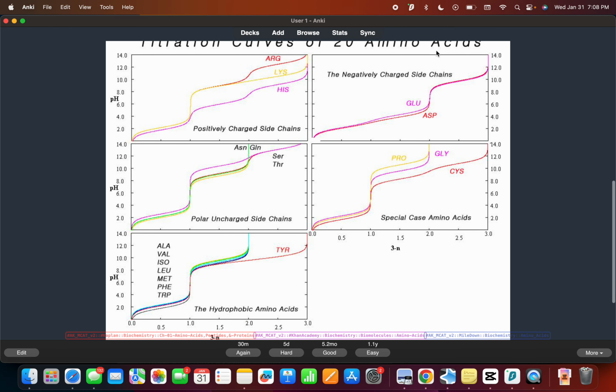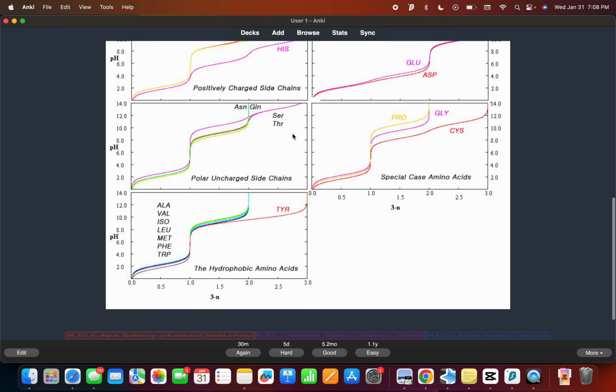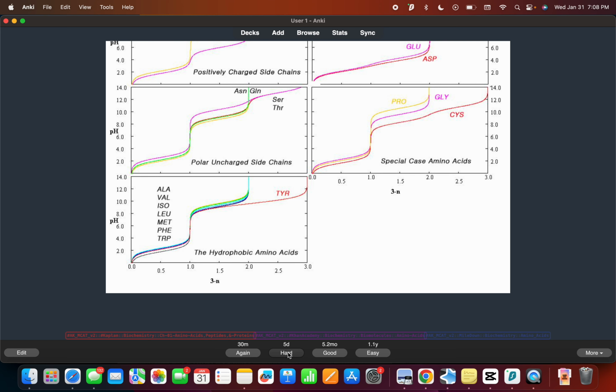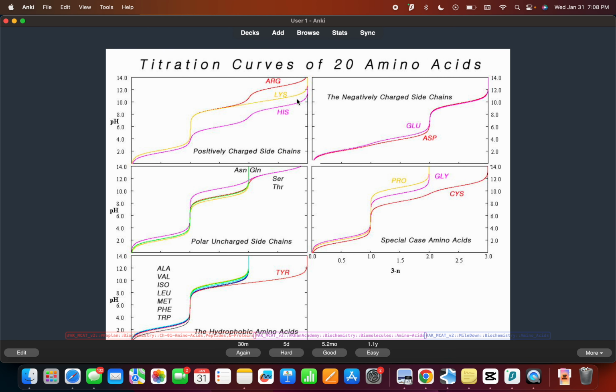Titration curves of 20 amino acids. Let's look at the basic ones. We can see that this is the midpoint, or this is the midpoint, and this is the equivalence points. It has two midpoints, equivalence points.